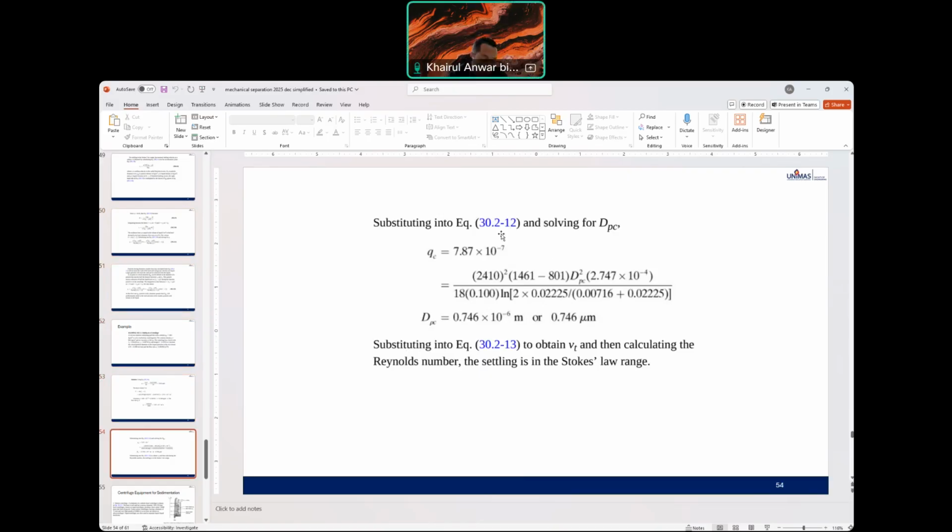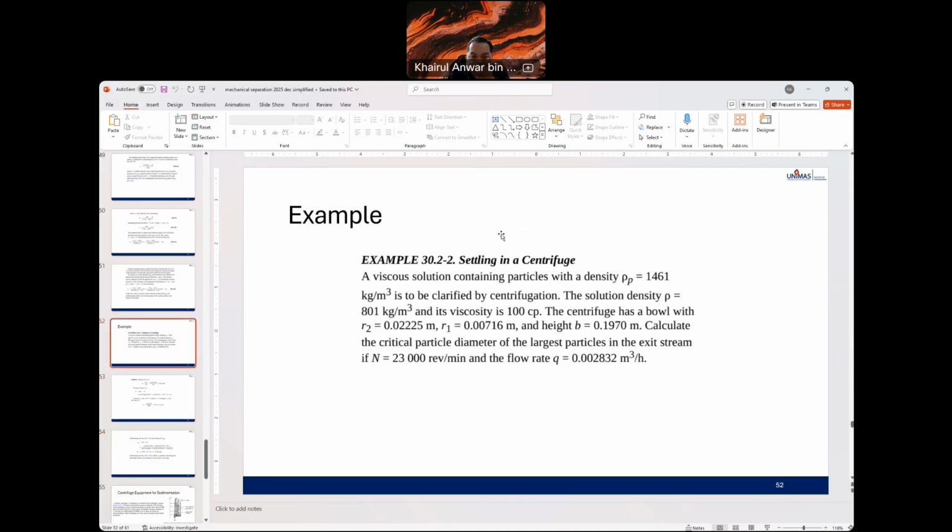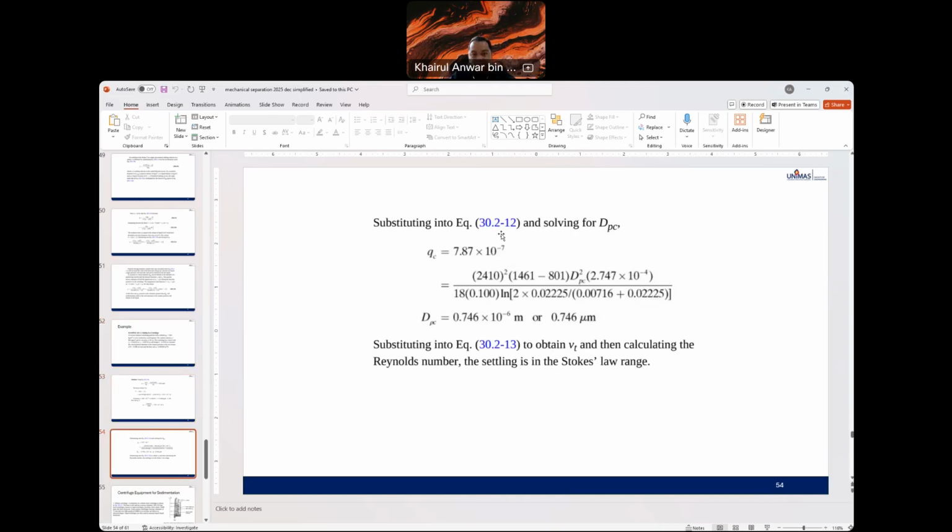The information is in equation 30.2-12, page 1436. Solving for DPC. Okay, asking how to calculate DPC, the critical diameter. So the DPC is 0.746 micron. Setting into equation 30.2-13.